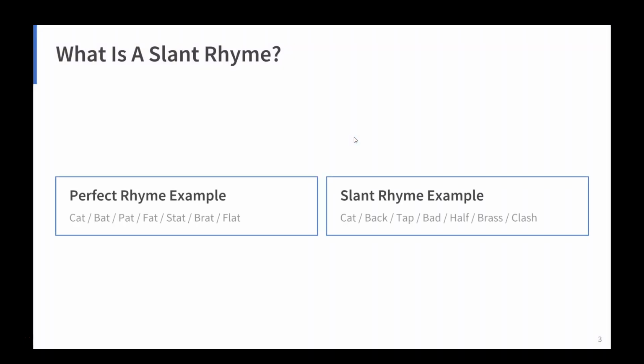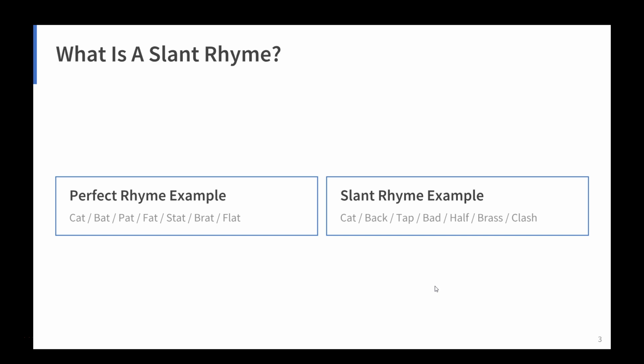rhyme is. A perfect rhyme is like the Cat in the Hat style rhyme where all of the consonants at the end of the syllable or the word are the same. You notice that all of these are T's here. So cat, bat, pat, fat, stat. The letters at the start of the word are different, and the consonants at the end of the word are exactly the same. That's a perfect rhyme. A slant rhyme is when the letters at the front and the back are different.